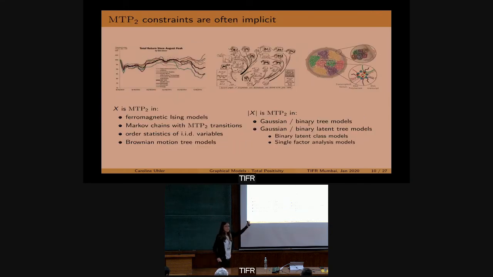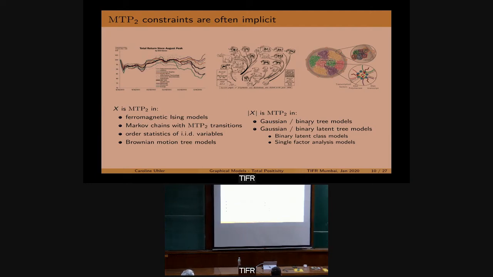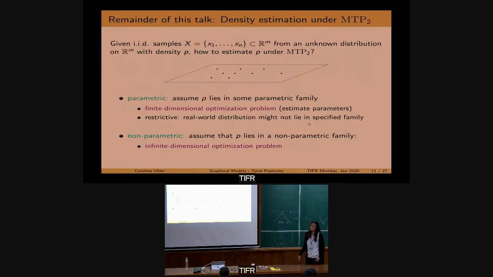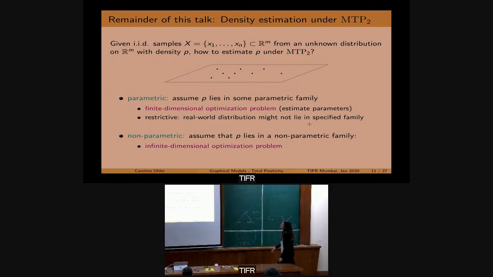So all I want to say is, I don't want to tell you you have to use MTP2 all the time, but if you're in a setting where you would be fine with using any latent tree model, well, then you're anyways implying MTP2, so why not just use MTP2 directly and see what it actually gets you, okay? Also, a latent tree model is a non-convex constraint, whereas this is a nice convex constraint. It's weaker, since it's implied by the latent tree model, but it's maybe still good enough.